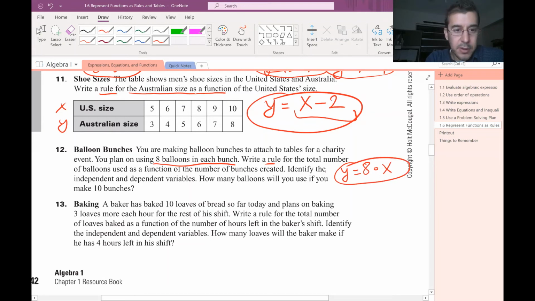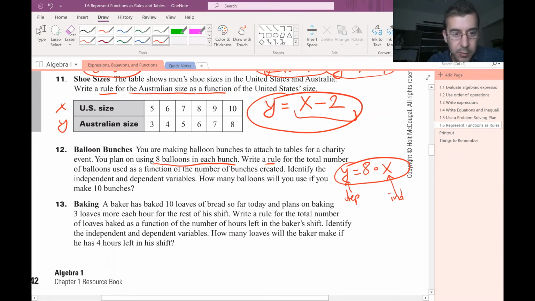Identify the independent and dependent variables. So independent is x because it can be any value. Dependent is y because it depends on the x. So this is the independent and this is the dependent variable. How many balloons will you use if you make 10 bunches? So 8 times 10, x is 10, right?